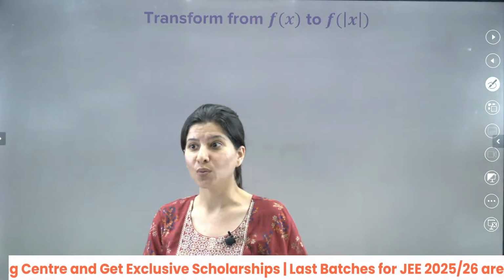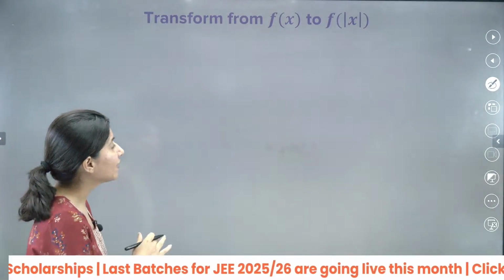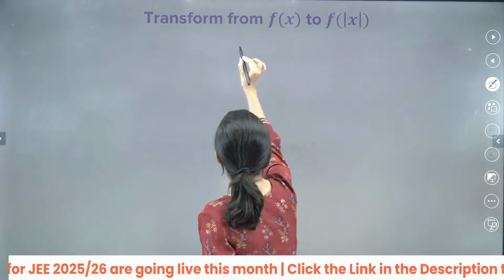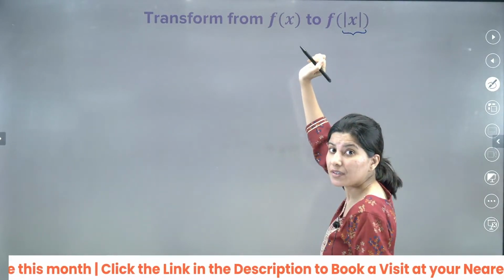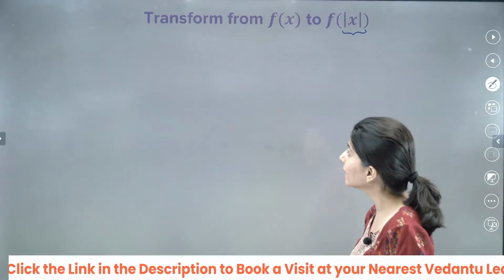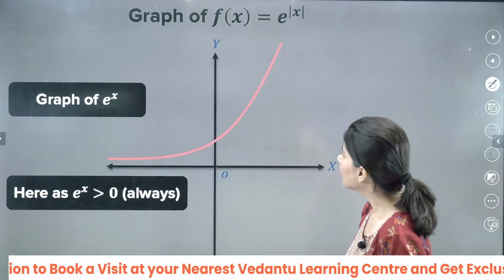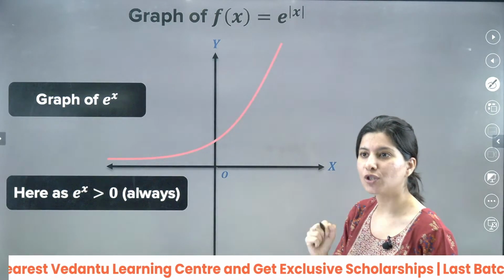All right, now these two are very important. We will revise it. Now, transformation from f of x to f of mod x. Now can you see this? Mod is over here. Okay, so for mod x, we will talk about the steps a little later. Let us talk about the logic.